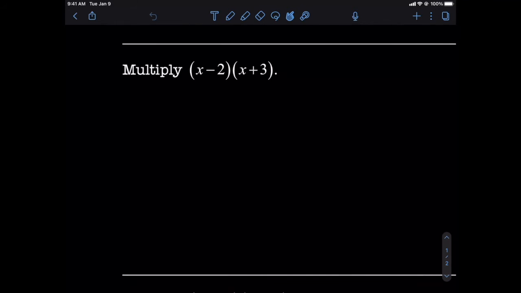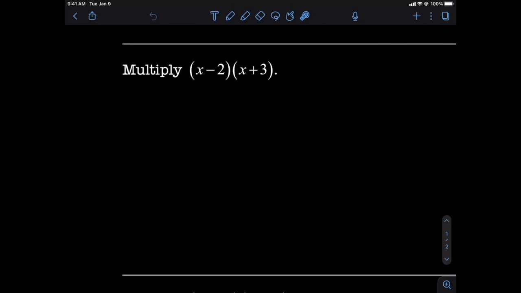Our first example asks us to multiply x minus 2 times x plus 3. I know this is multiplication because there's no symbol in between my two parentheses, and whenever I have no symbol in between two things, I assume that it's going to be multiplication. I also happen to know that this is multiplication of binomials because each of my two parentheses contains two terms. So how are we going to solve this? Well, obviously we're going to FOIL.